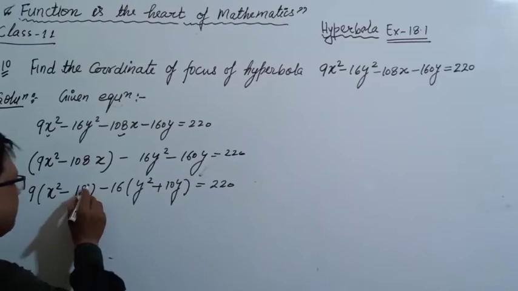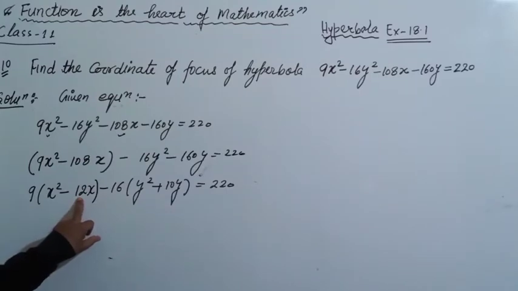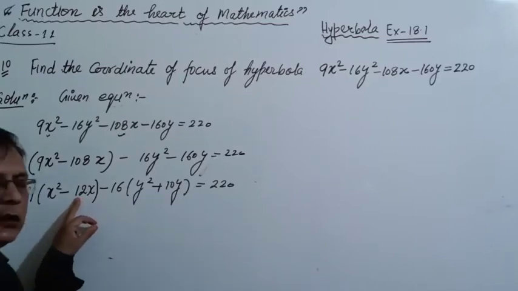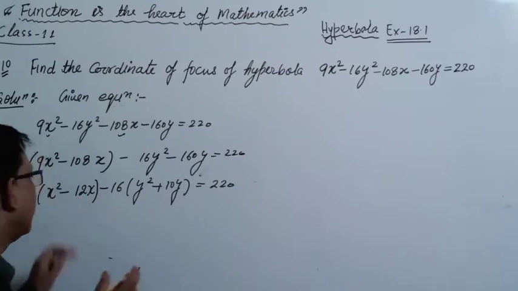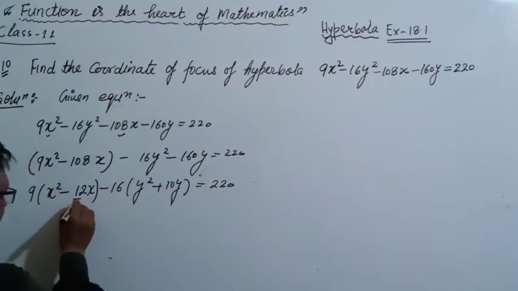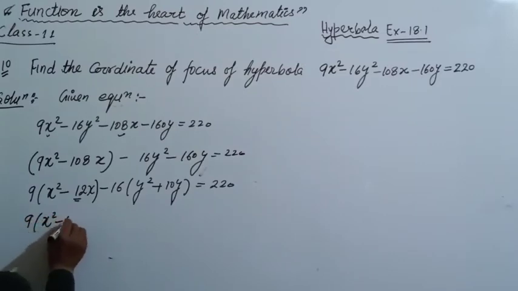Okay, now we make a perfect square. To make a perfect square, we add and subtract the square of half the coefficient of x. Here the coefficient of x is 12, half of 12 is 6, and the square of 6 is 36. So we add and subtract 36.